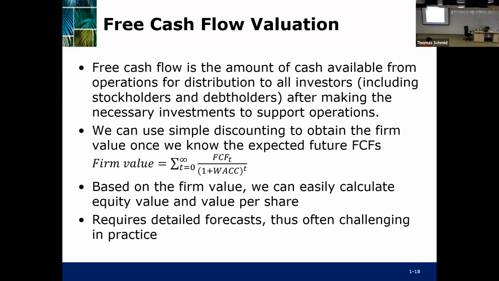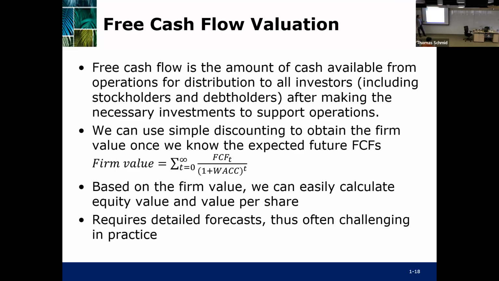Then free cash flow valuation is actually relatively straightforward. Free cash flow is the amount of cash that is available from operations and can be distributed to all investors, so stakeholders and debt holders, after the necessary investments to support the operations are made. So we can use very simple discounting to obtain the firm value once we know the expected cash flows. The firm value is nothing else than the sum of these future cash flows discounted to today's value, and the discount factor is WACC, weighted average cost of capital, plus 1.